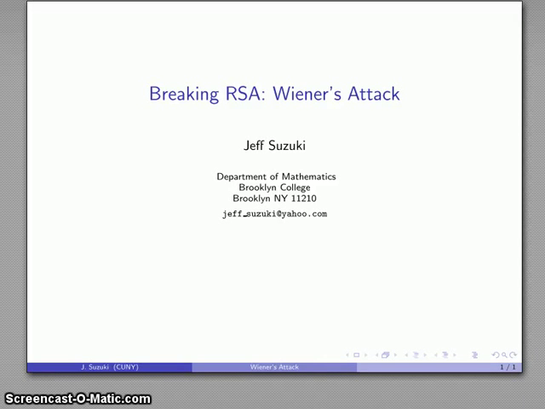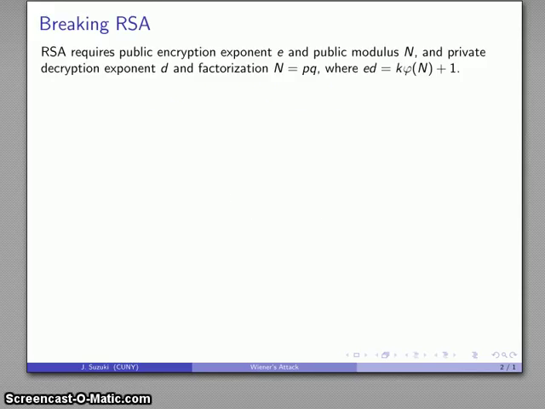So there's an important group of attacks on RSA that are known as Wiener's attack, and they work as follows. The idea is that RSA relies on having a public encryption exponent e and some public modulus N and some private decryption exponent d, and a factorization N equals p times q, where ed is going to be k times phi of N plus 1.